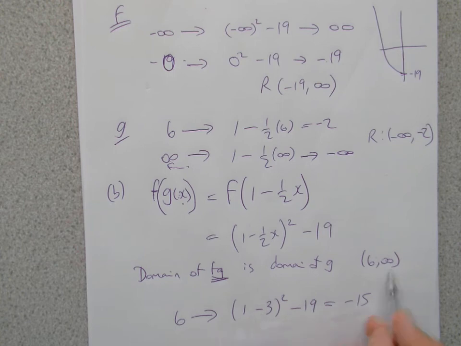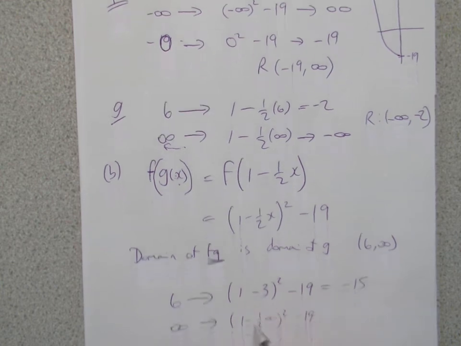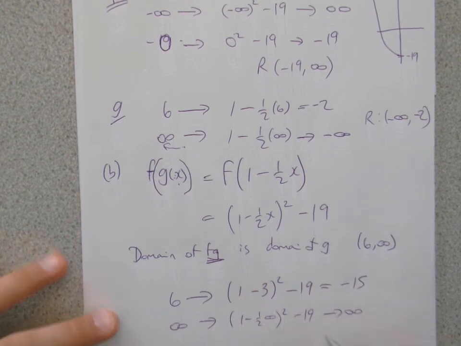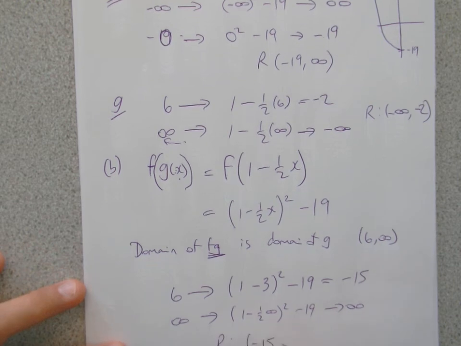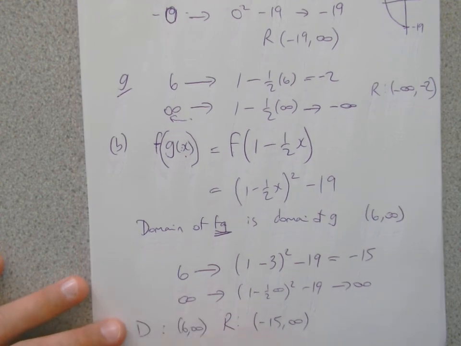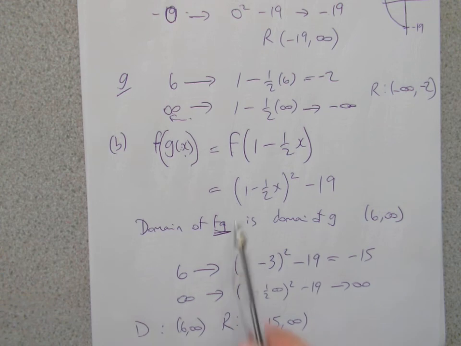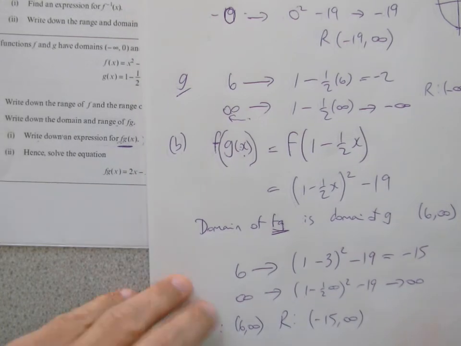minus 15. So we put infinity in there. So you have 1 minus half infinity, all squared, take away 19. Now that doesn't matter, right? Essentially you're squaring infinity here, so it's going to be infinity. So your range is going to be minus 15 to infinity, and your domain, as we established, was 6 to infinity. The domain is the same as the domain of g, and then to get the range, you've got to put the domain of g into the function fg of x.